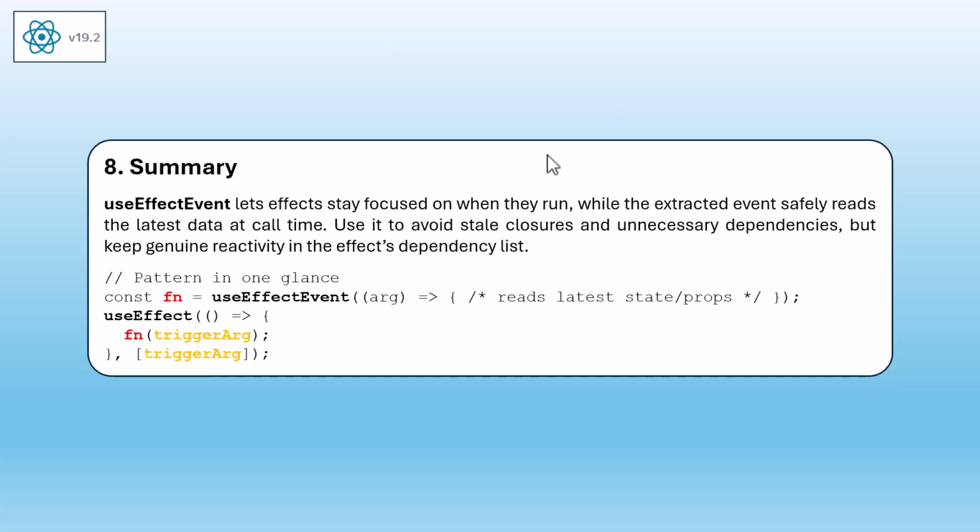8. Summary. useEffectEvent is a tool in the React toolkit that lets you extract logic from an effect, giving that logic access to the latest props and state when invoked, while keeping the effect's re-execution criteria clear and controlled. When used thoughtfully, it can make your component logic cleaner and more predictable. But like any advanced tool, it comes with rules and demands discipline.